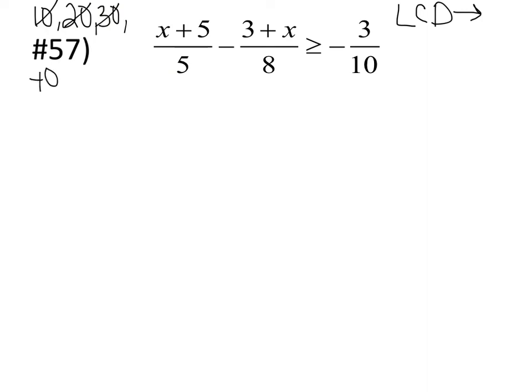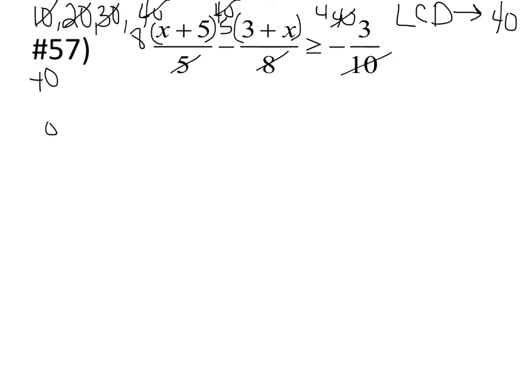40. Does 5 go into 40? Yes. Does 8 go into 40? Yes. Does 10 go into 40? Yep. So your LCD must be 40. So remember, parentheses around your expressions, and we're going to multiply 40 times each piece. 40 divided by 5 is 8. 40 divided by 8 is 5. And 40 divided by 10 is 4.